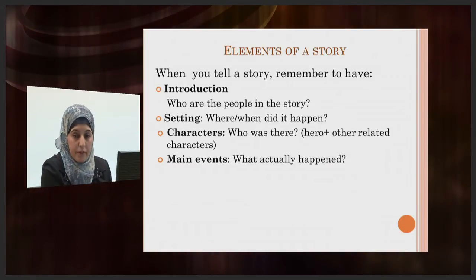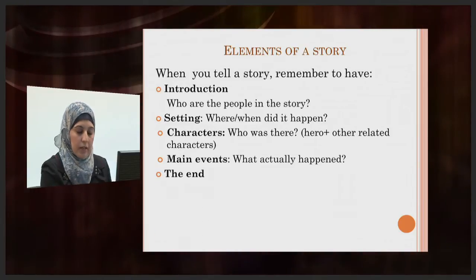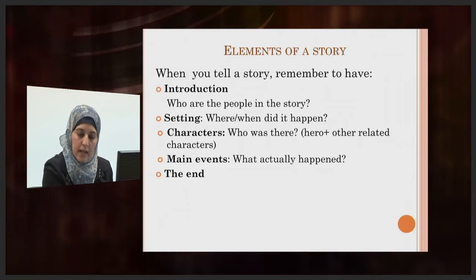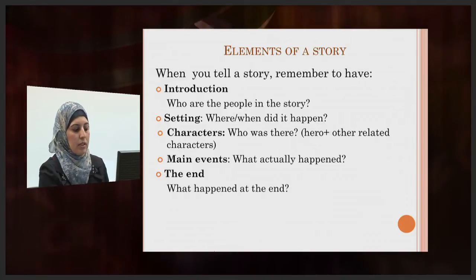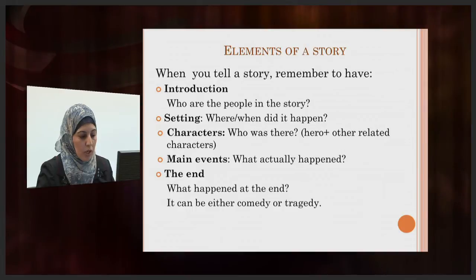You also need main events, what happened in the story. And finally, you need an end for your story. Of course, it can be comedy or tragedy, or a moral or a lesson. Now, let's see this example about an introduction into a story.